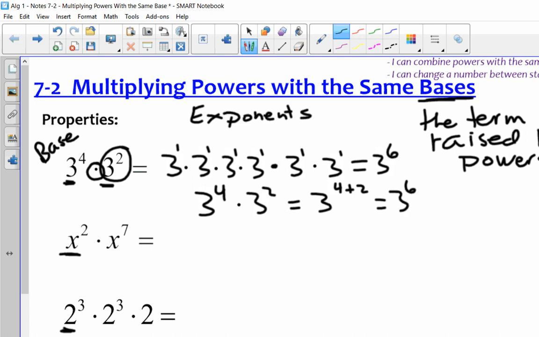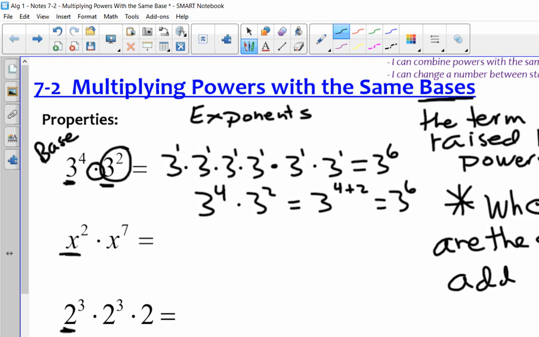All right, so let's write a rule that we could stand by. If you could make some kind of symbol to go back and look at this, we'll write this out. When bases are the same, so I can only do this to bases that are the same, we want to add the exponents.